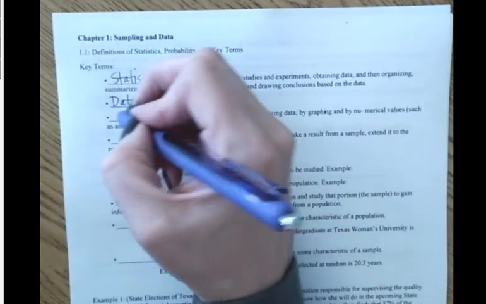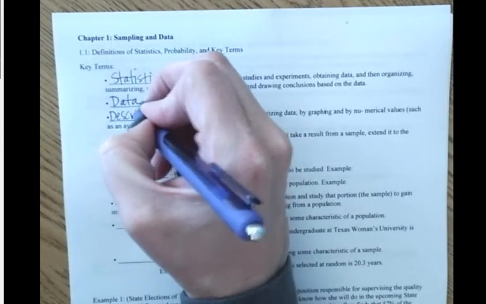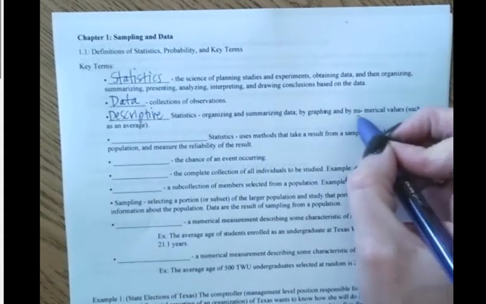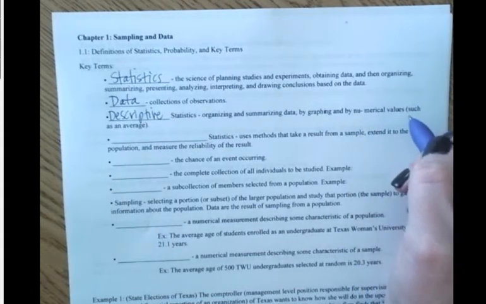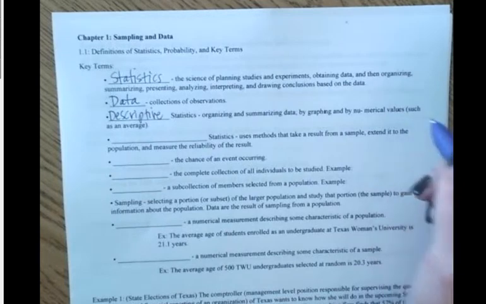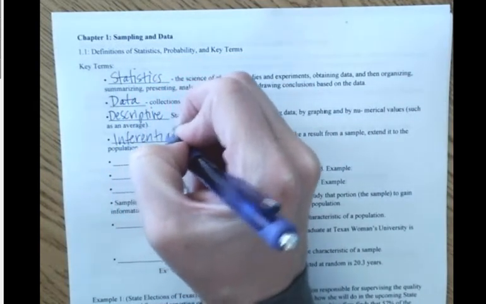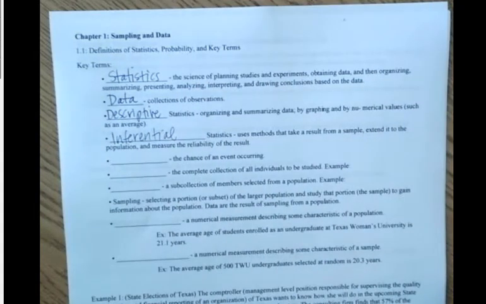Now, descriptive statistics is organizing and summarizing data by graphing and by numerical values such as age. Okay, inferential statistics uses methods to take a result from a sample and extend it to a population and measure the reliability of the result.